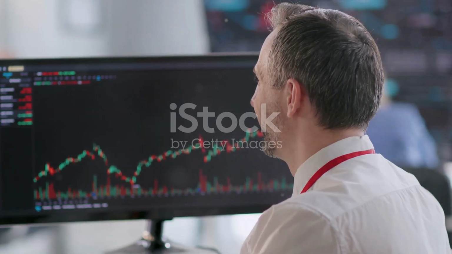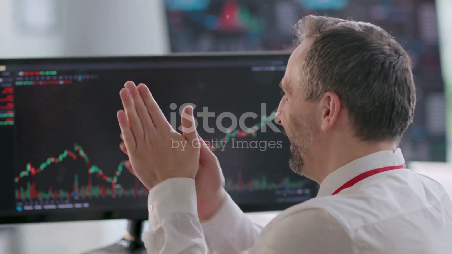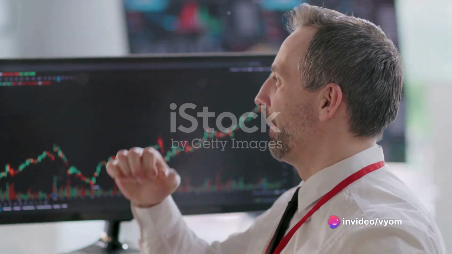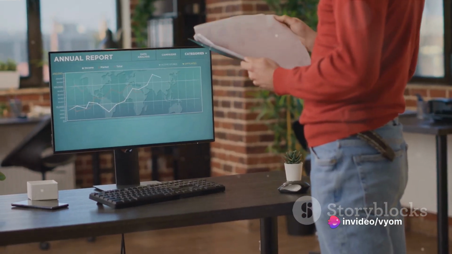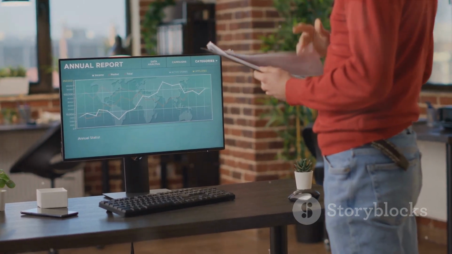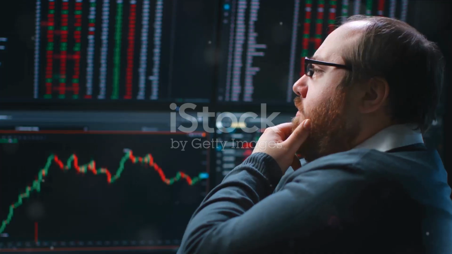Then there's the challenge of identifying profitable trades. This is no easy feat, especially in the fast-paced world of index trading. It's akin to searching for a needle in a haystack. You're constantly sifting through heaps of data, looking for that one opportunity that could yield significant returns.